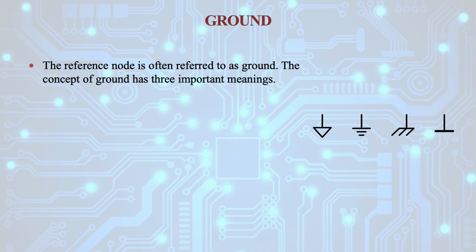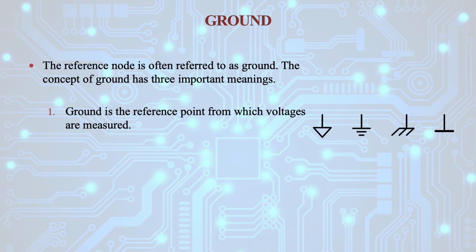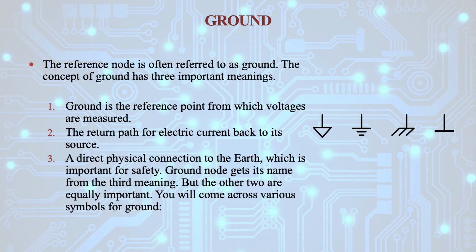Now we have to understand what is a ground. The reference node is often referred to as ground. The concept of ground has 3 important meanings. First, ground is the reference point from which voltages are measured. Second, the return path for electric current back to its source. Third, a direct physical connection to the earth, which is important for safety. The ground node gets its name from the third meaning, but the other 2 are equally important. You will come across various symbols for the ground as shown in the figure.